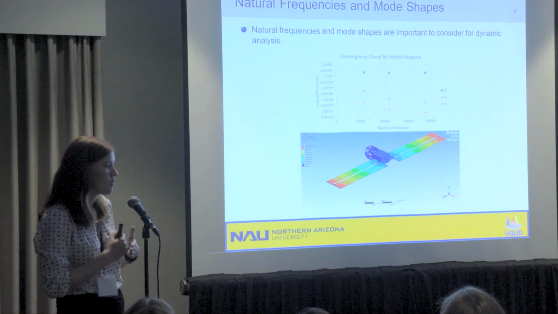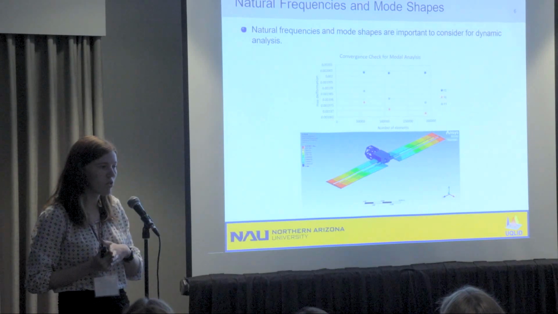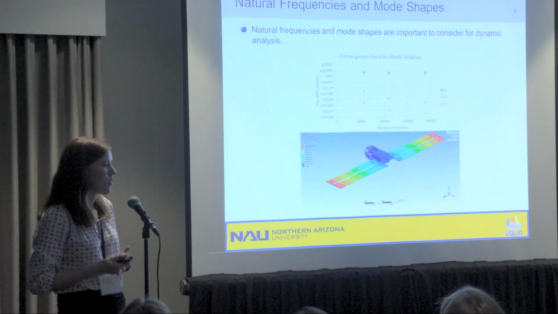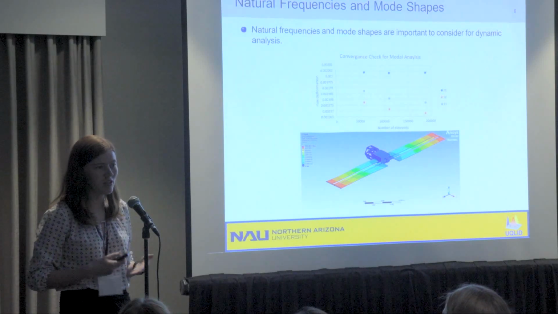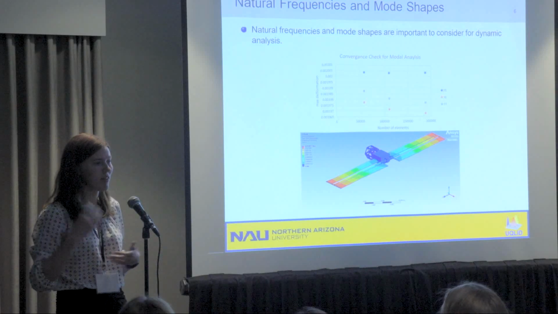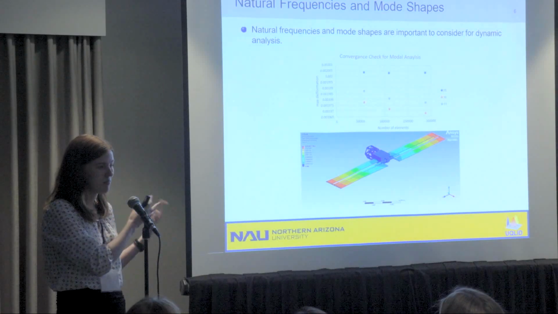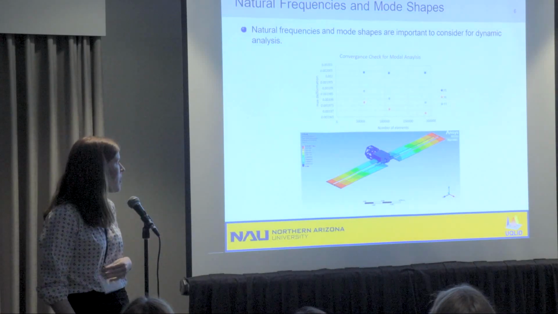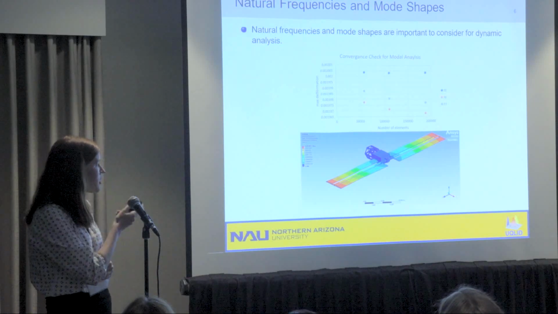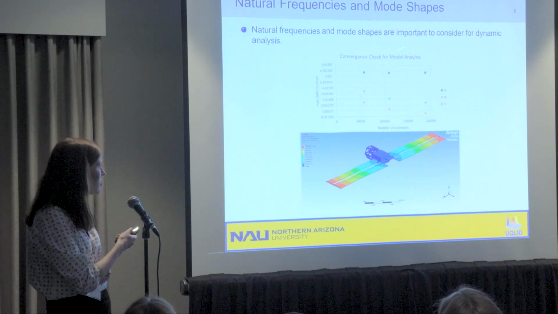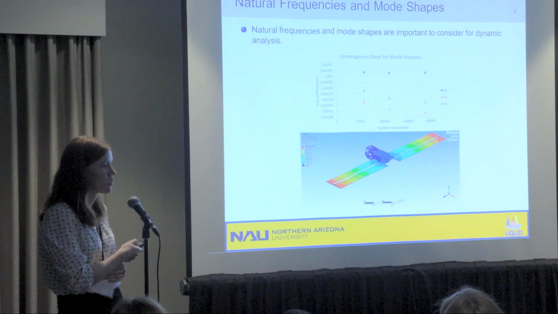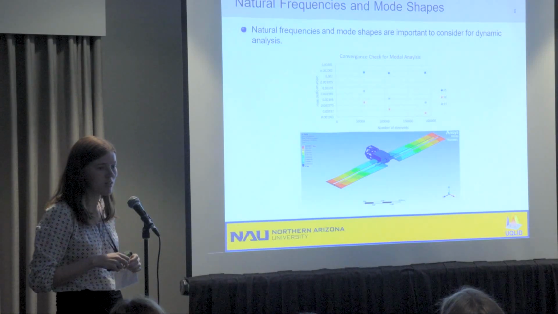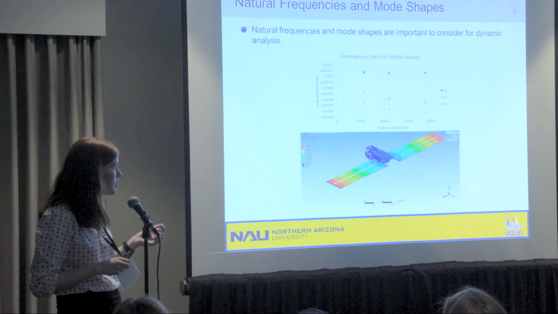The next step was to move on to natural frequencies and mode shapes. This is all really important for dynamic analysis. There's going to be lots of vibrations that you're dealing with when you're docking and undocking various spaceships from the International Space Station. So I checked the mesh convergence, and this graph's also helpful because you can see this is where we end up operating. So just over 100,000 elements were used for the analysis.